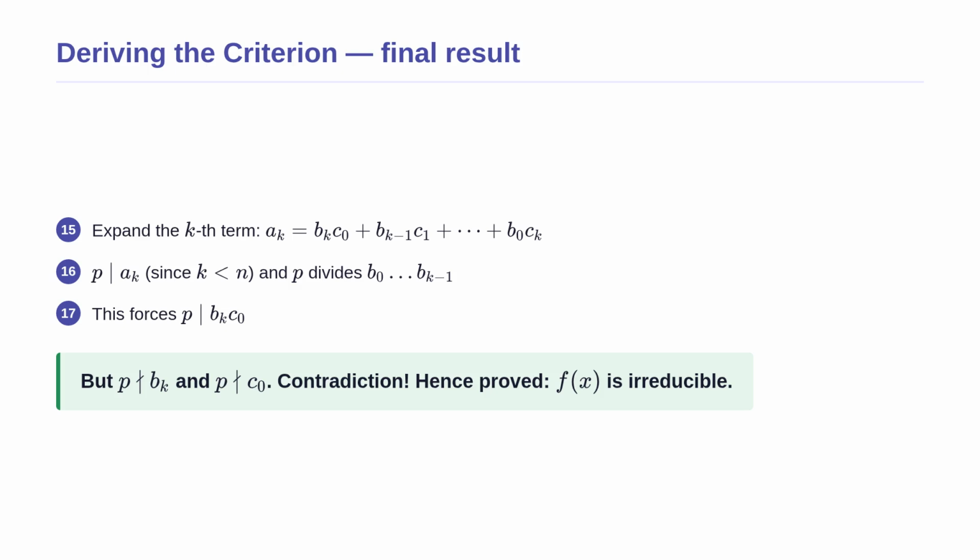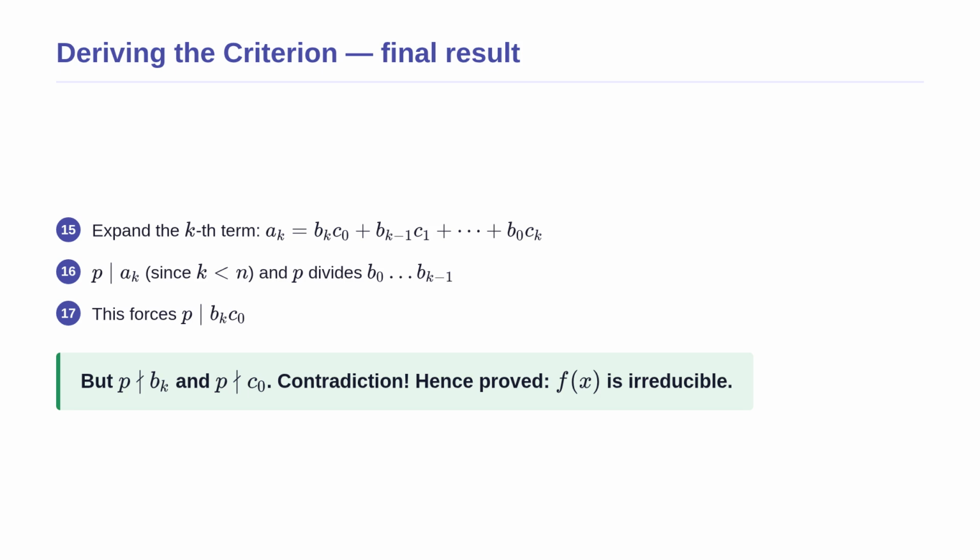This brings us to the final step of our proof. Let us write out the formula for the kth coefficient of the original polynomial, a sub k. Because k is strictly less than n, our second Eisenstein rule says p must divide a sub k. Now look at the right side. We defined k as the first index where p does not divide b. This means p divides all the previous b terms from b sub k minus 1 down to b sub 0. For the equation to balance, p must also divide the very first piece, b sub k times c sub 0.